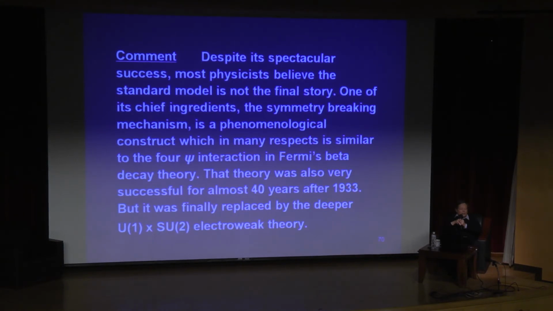Despite its spectacular success, most physicists believe the Standard Model is not the final story. One of its chief ingredients, the symmetry breaking mechanism, is a phenomenological construct which in many respects is similar to the four-fermion interaction in Fermi's beta decay theory of the 1930s. That theory was also very successful for almost 40 years after 1933, but it was finally replaced by the deeper U(1) cross SU(2) electroweak theory.